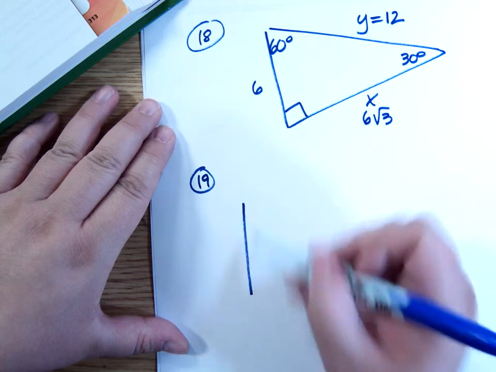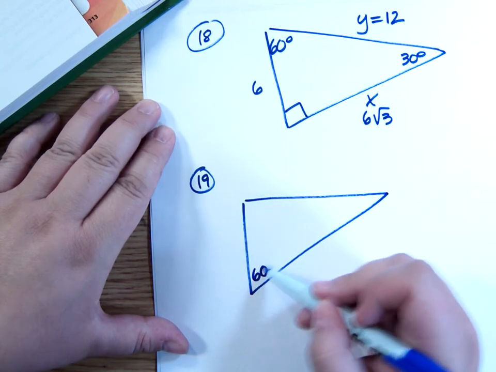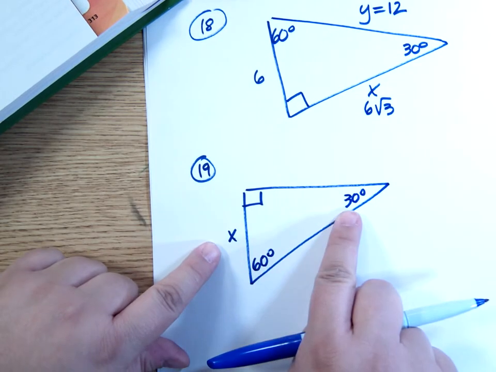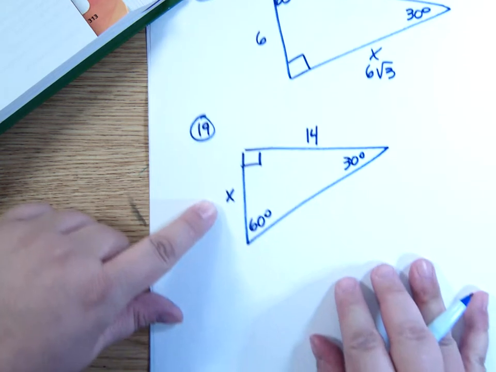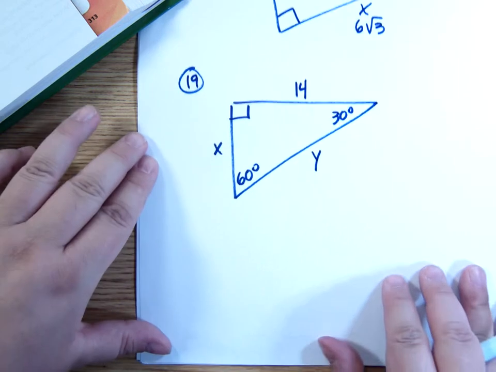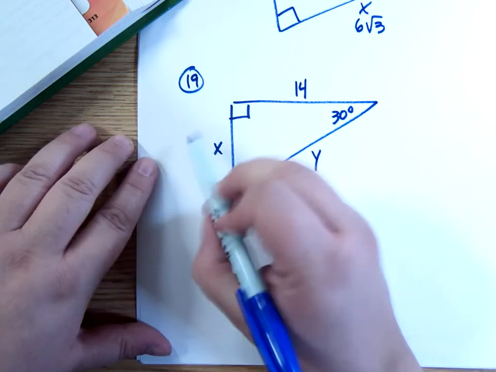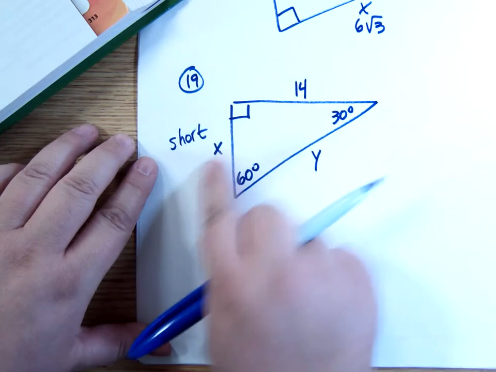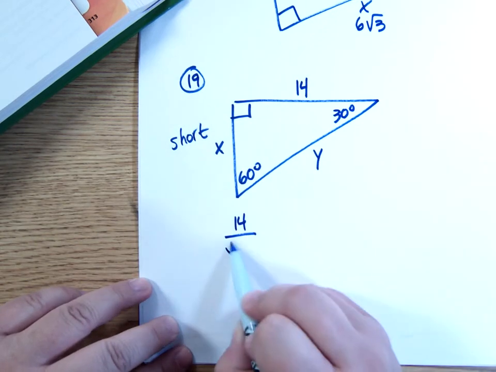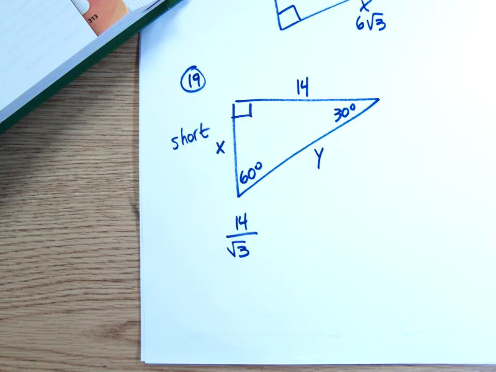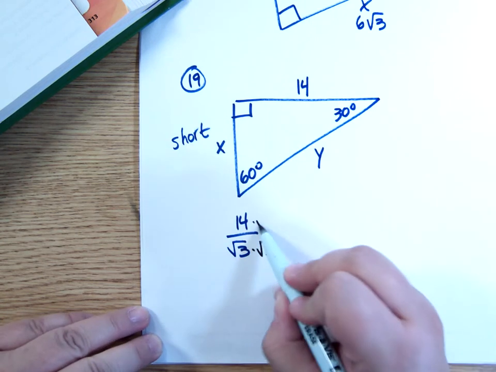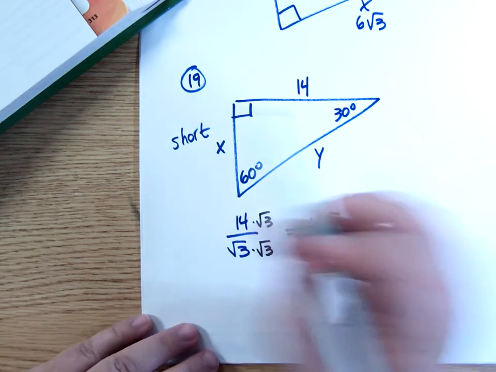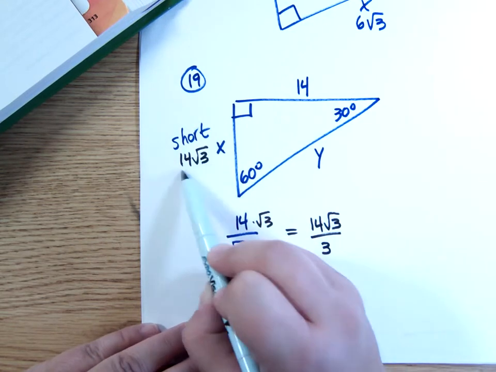And last but not least, we have a 30, 60, 90, where the short leg is this x across from the 30. The long leg is what we're given, it's the 14, and the hypotenuse is y. So long leg, I always want to go back to the short leg first. Long and short have the relationship of square root of 3. If I'm going from long to short, I'm getting smaller, so I will divide by that number. You cannot leave a radical in your denominator, so you're going to do times square root of 3 on top and on bottom, and that gives me this, and it cannot be simplified, so that's my actual answer, 14 square root of 3 all over 3.